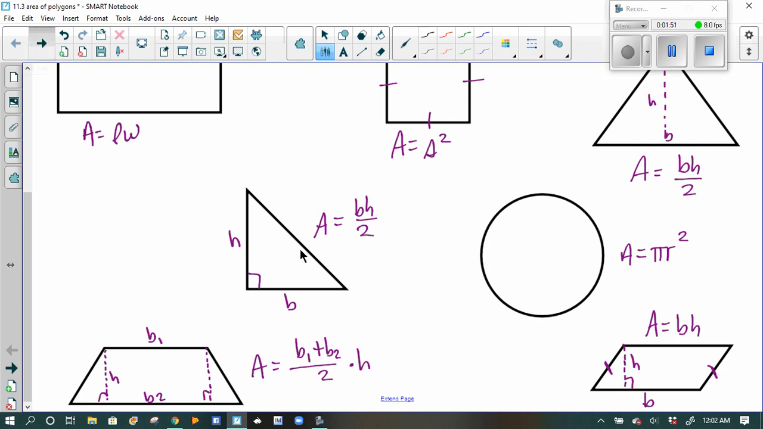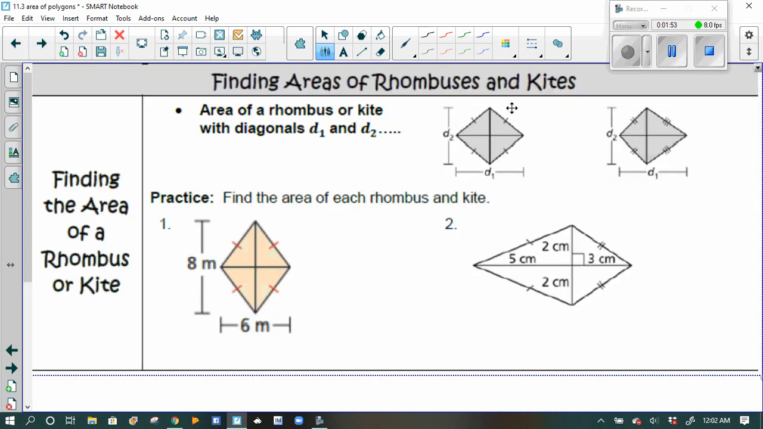All right, so let's look at a rhombus and a kite. A rhombus and a kite have the same formula when it comes to finding area, and it's super easy. You just multiply the diagonals and divide by 2. That's all there is to it, okay? So remember your diagonals are going to be these two pieces here. In a rhombus, they're perpendicular, and in a kite, they're also perpendicular. So they have that similar property, so that's kind of why they get to use the same formula.